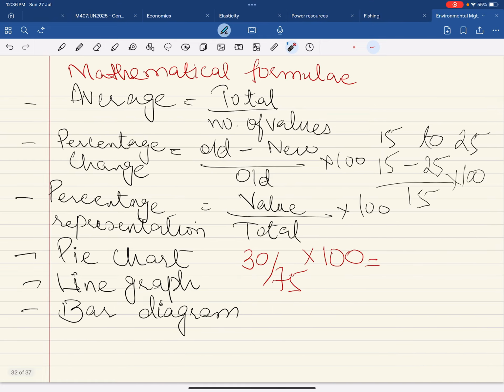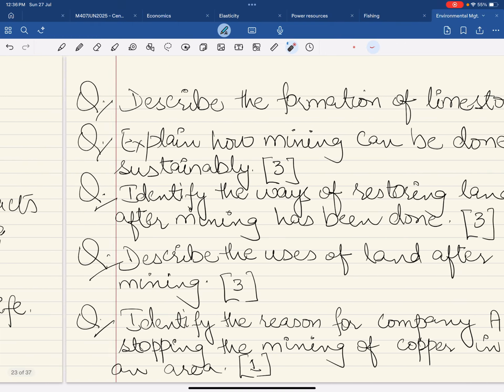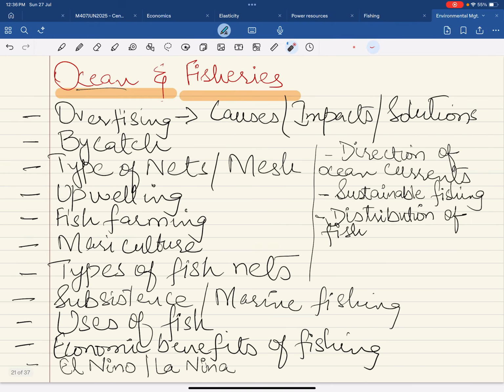Now let's move on towards the key contents of the topic fishing so that we can check what are the topics that we have covered so far. So have a look over there. We are done with overfishing, causes, impact, solutions. We have discussed bycatch. We have discussed the types of nets. We have talked about the mesh size. We are done with upwelling, fish farming, mariculture, types of fish nets.